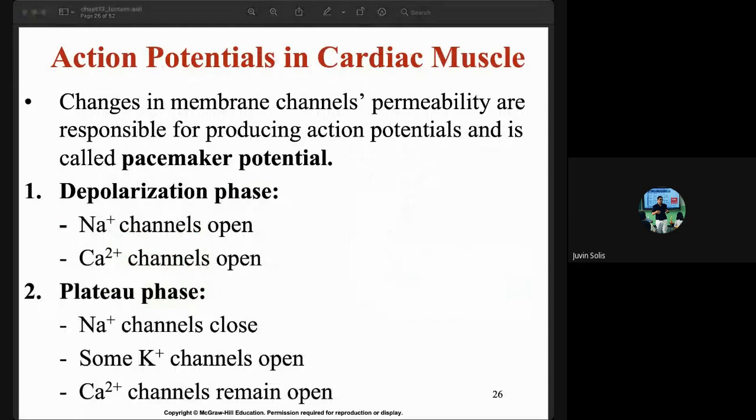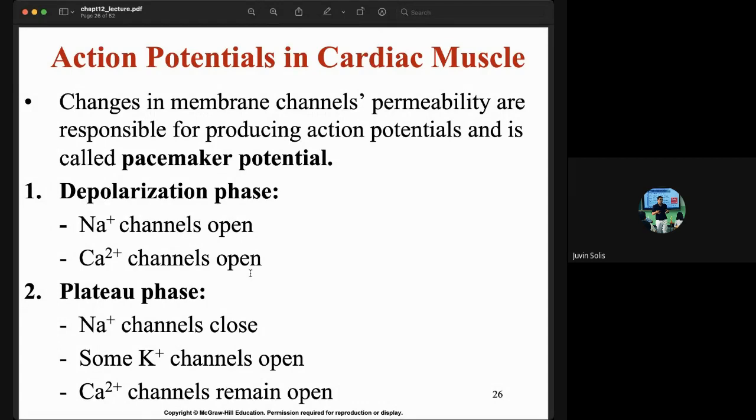Now let's go here in your action potential in your cardiac muscle. So these changes in membrane channel permeability are responsible for producing action potentials, and this is called the pacemaker potential. Maybe you already heard about the pacemaker. There are artificial pacemakers kung saan nilalagay sa mga patients na may mga heart problem.